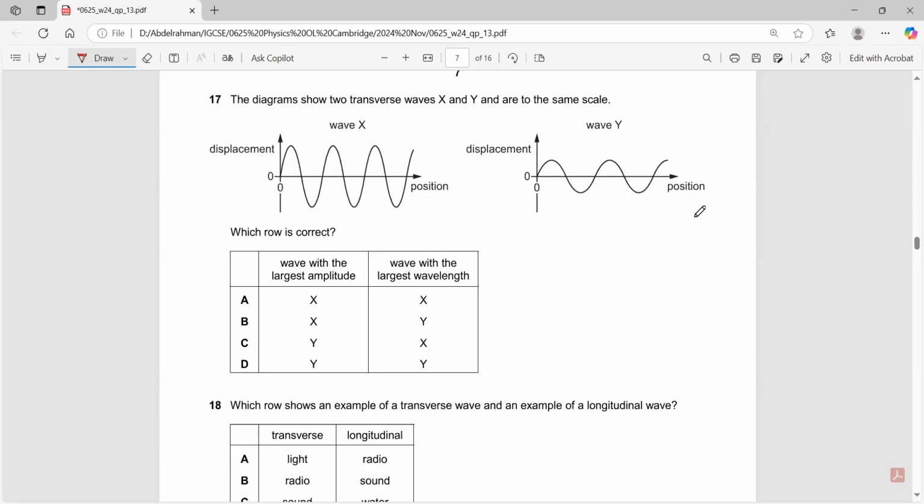17. Which row is correct? The wave with the largest amplitude, the wave with the largest wavelength. This is easy. The largest amplitude would be X. The largest wavelength would be Y. This is a much longer wavelength, right?